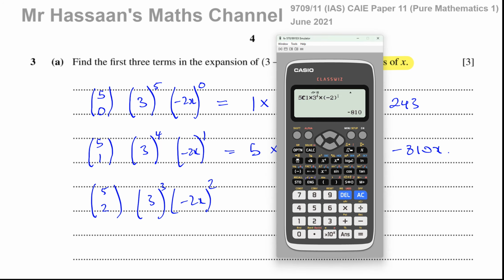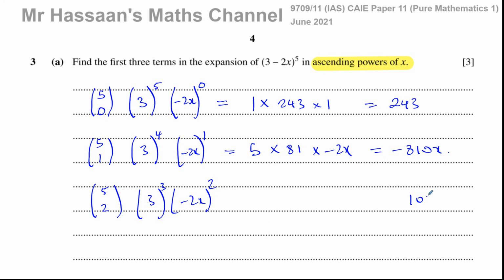And if you want to set up the next one, we can do that as well. We have 2 here, and this power is going to be now 3. And this is going to be 5C2. So that should give us positive 1080x squared. We can see 5C2 is 10, 3 cubed is 27, and times minus 2 squared, this is going to be plus 4x squared.